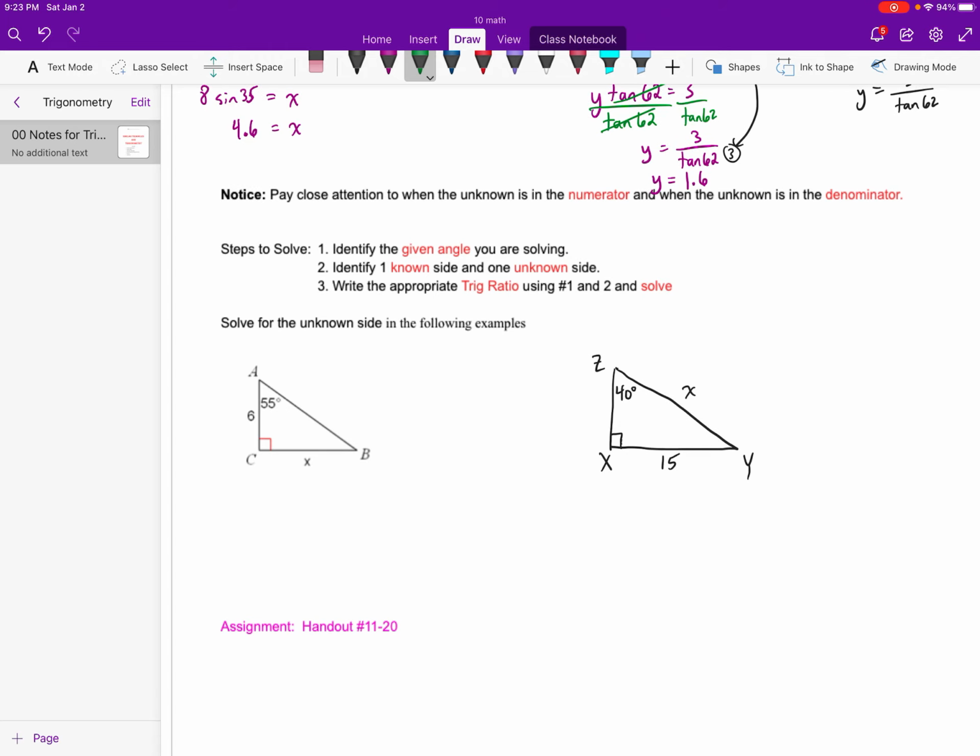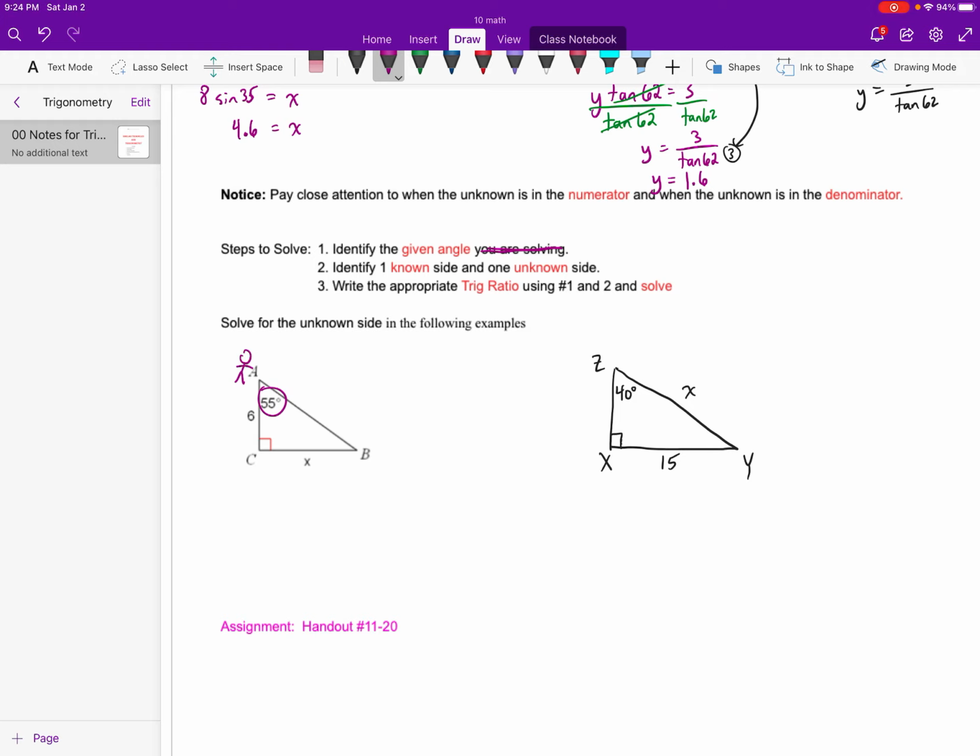Here are our steps. Step 1, we're going to identify the given angle. Step 2, we're going to identify one side we know and one side we don't know that we're trying to find. And step 3, we're going to write the appropriate trig ratio using steps 1 and 2 and then solve. So let's identify the given angle. Sorry about that. Well, here we have this angle. This is the angle that we know. So I'm going to draw a stick-it right there.